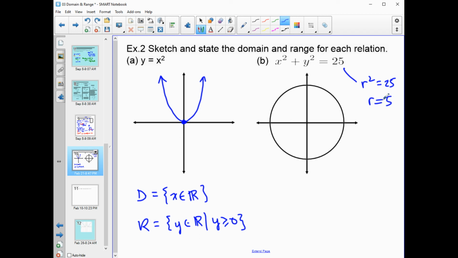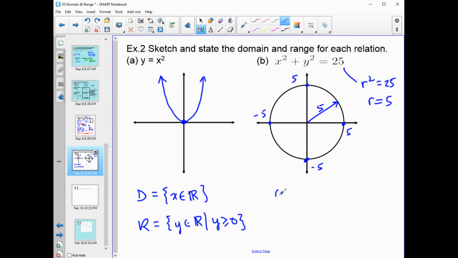You might wonder, why didn't he write plus or minus 5 there? Because it's a radius, it's a distance. A distance is always positive. So that means that this is at positive 5. This point is at positive 5. Down here we have negative 5. And over here we have negative 5. Because on the x-axis and on the y-axis, those are the results from having a radius equal to 5.